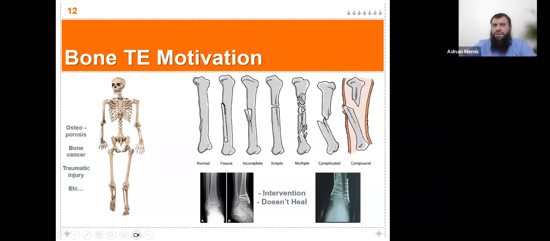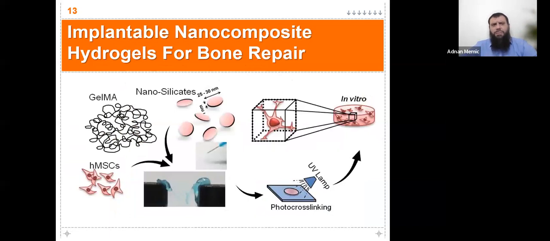It could be different reasons for this. But now you're starting to see that there's a way that you need to help that bone regenerate. You need to maybe do some type of an intervention that could help speed up that process. So the way that we thought about this was to do some type of an implantable material.